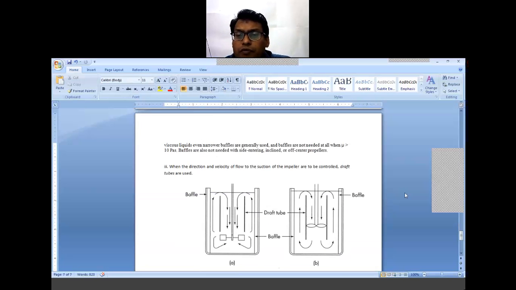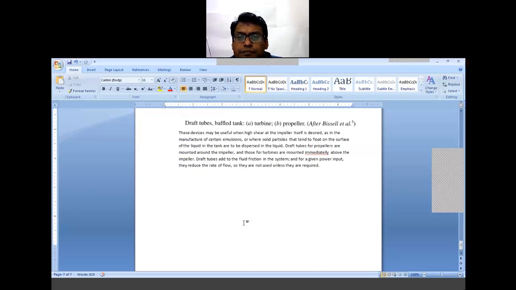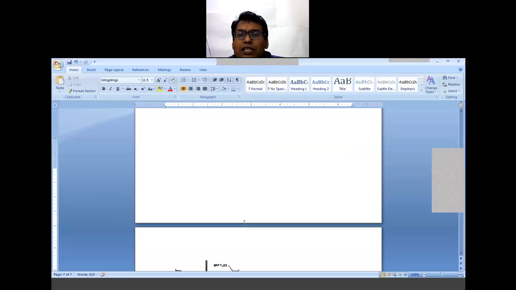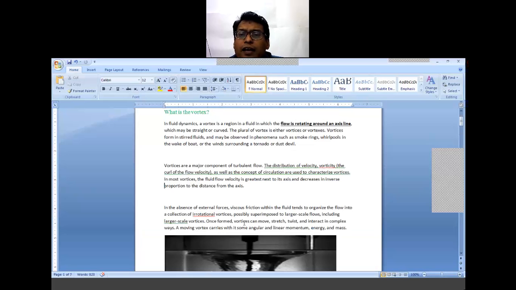Then in figures A and B, the draft tube is provided. The draft tube helps to move the fluid in the downward direction, and around the draft tube, in the annular section, that is the section between the outside of the draft tube and the inside of the vessel, loops will be generated. So these are the simple vortex formation, which is to be avoided.